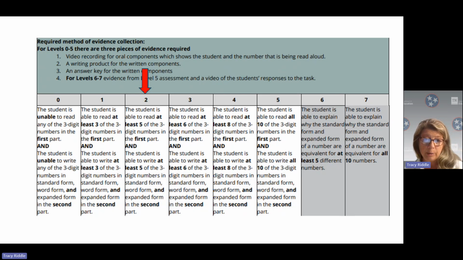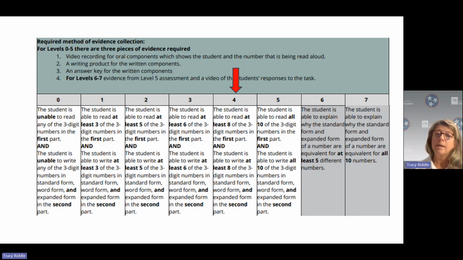At level 2, they can read at least 5 of the numbers in the first part, and they can write at least 5 of the numbers correctly in each of those 3 forms. At level 3, they score 6 correct for the first part and at least 6 correct for the second part.